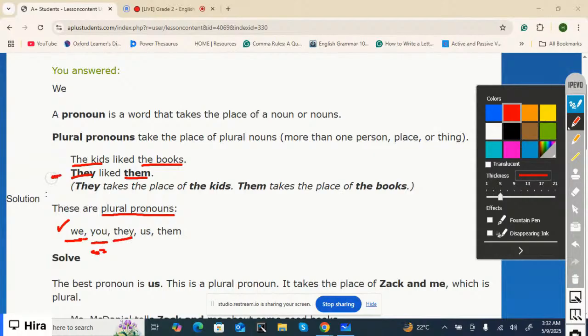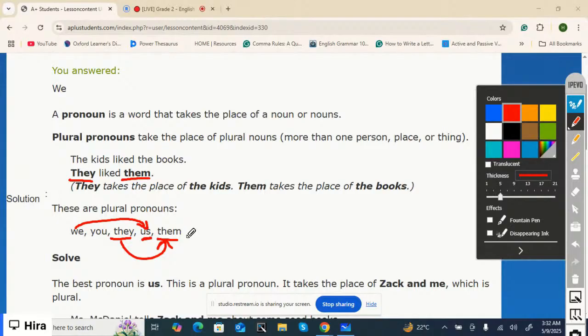They, as we have discussed here, is a plural pronoun used in place of the name of more than one person, more than one thing. Again, us. Us is linked with we. We and us. We is a subject pronoun. Us is the object pronoun. And them and they are related like this. They, subject pronoun, them, object pronoun. Again, they are used for more than one person or thing or place, even.